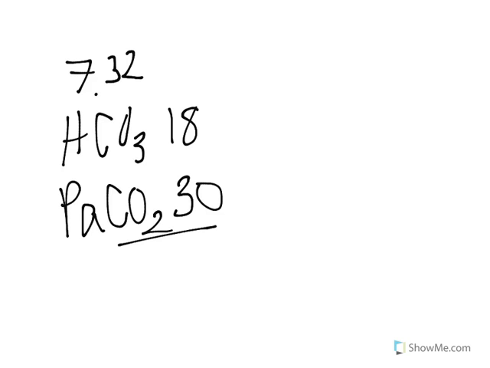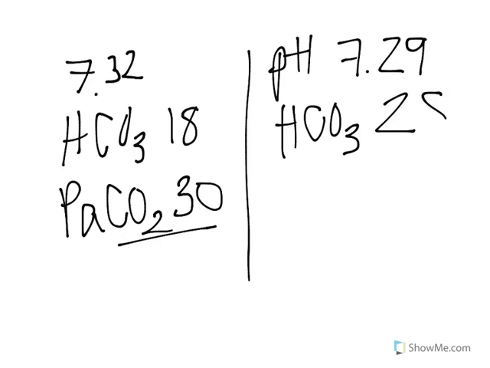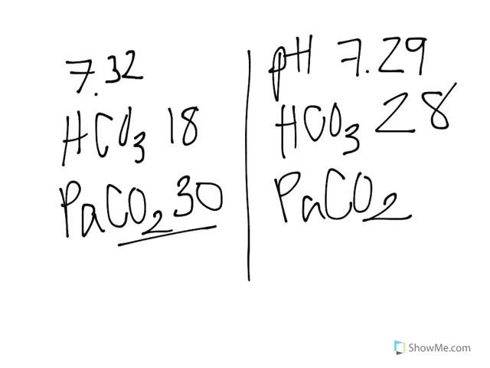Okay, so let's do a respiratory example. The patient has a pH of 7.29. Bicarb is 28, and his PaCO2 is 49.